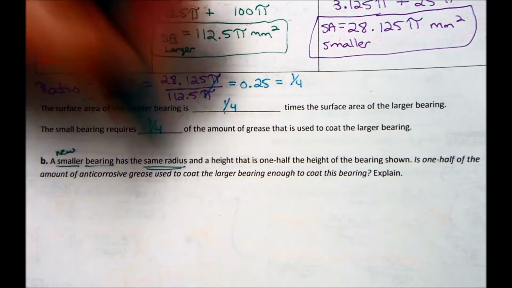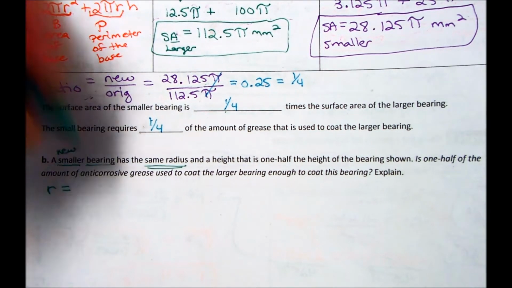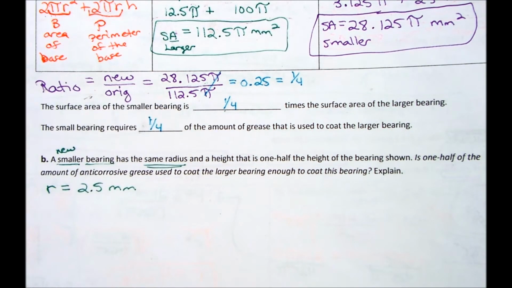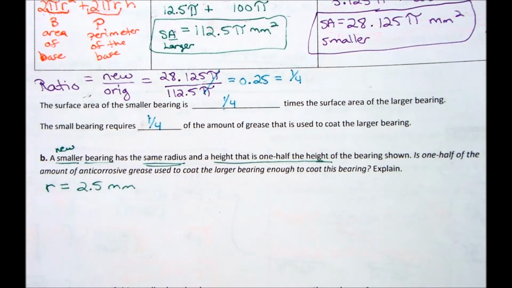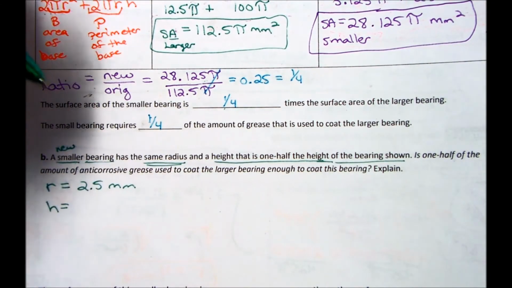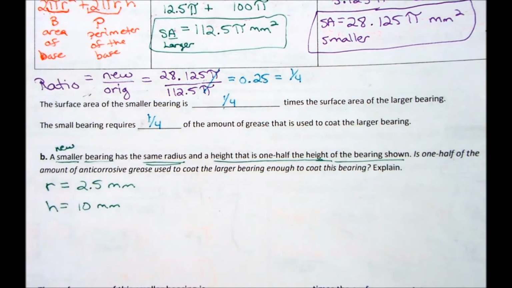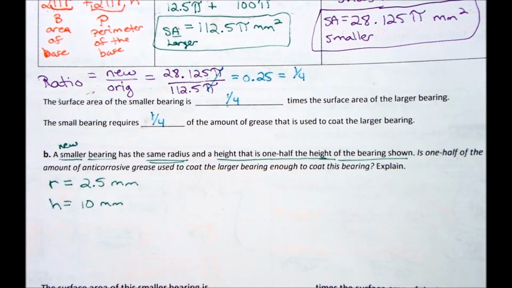So the radius of this new small bearing is going to be 2.5 millimeters, just like the original one. But the height is going to be 1/2 of the height of the bearing shown. So our new height is going to be 10 millimeters. So it's just the height that's changing, not the radius.